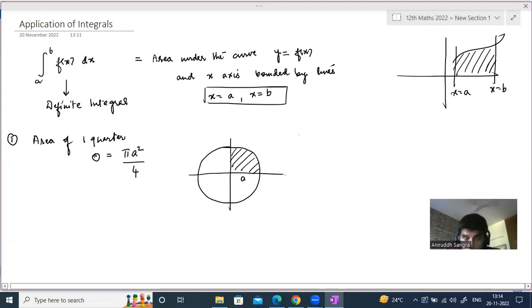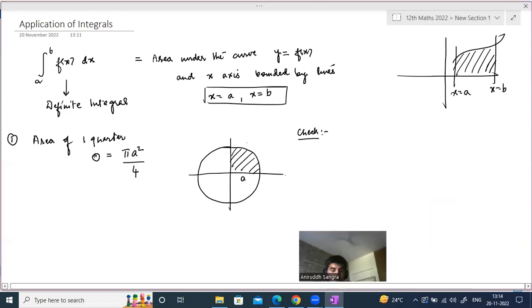Now let's try to check it using this above theorem. We say the area will be the area of this function, whatever this function is, y is equal to f(x), from 0 to a. What will be this line? x is equal to 0 is the y-axis and x is equal to a is this line. So if we find the integral from 0 to a of f(x) dx, we will get the same answer that geometry has given us, pi a square by 4.